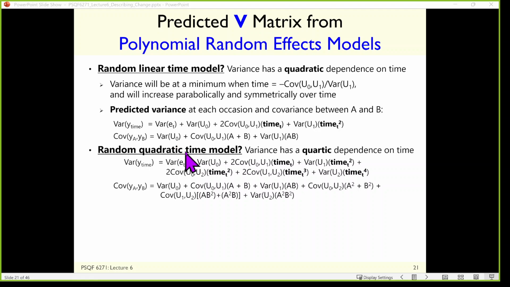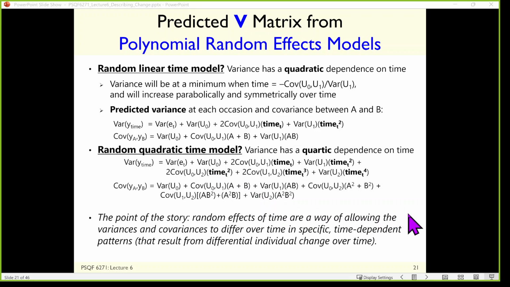So if you add a random quadratic time slope variance, then you are saying the variance changes over time in a function that has time up to the 4th power. So quartically, can I say that? Quartic? Sure, 4th it. So random linear implies a changing pattern of variance that is quadratic, parabola. Random quadratic implies a changing pattern of variance of time to the 4th. And the covariance function is pretty messy too.